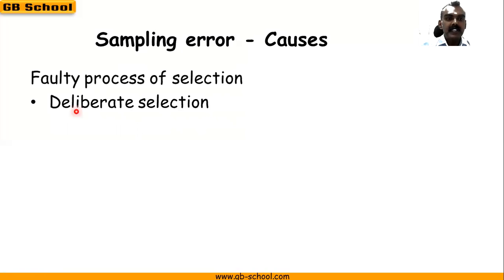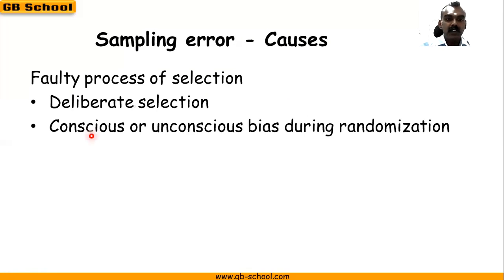So the first one is deliberate selection. As we explained earlier, here the sample will be deliberately selected. So I want to show my classroom is so effective, so I will take only the top 10 students as my sample. That's all deliberate selection. Then conscious or unconscious bias during randomization. Even randomization, we say it helps to reduce the sampling error, but even through randomization, there's a chance to select only those people who are good at academics in this previous example.